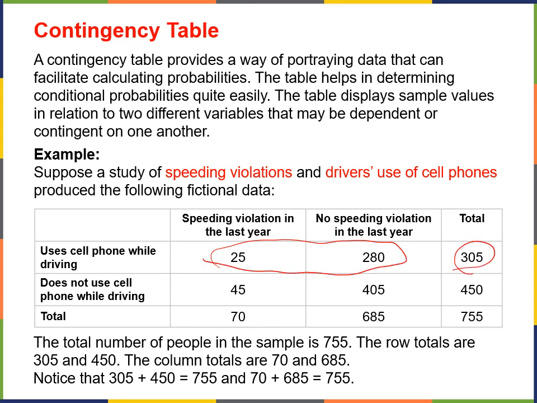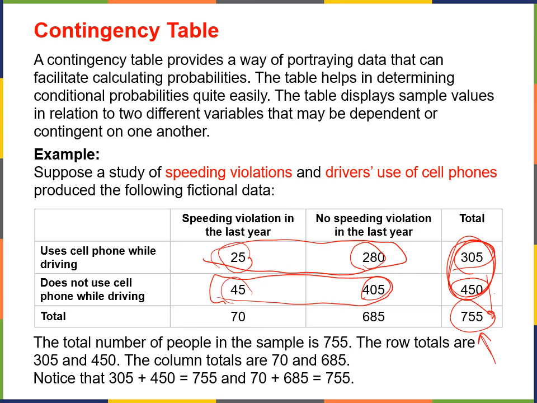And there's 305 people. But then they broke that out as 25 got a speeding violation and 280 didn't. And then these are all the people who didn't use cell phones while they're driving. 450 people total there. And then they broke them out again here and here. You see, used a cell phone, didn't use a cell phone, that should be all the people that we're talking about. That adds up to 755, so that's our total number of people in our study.